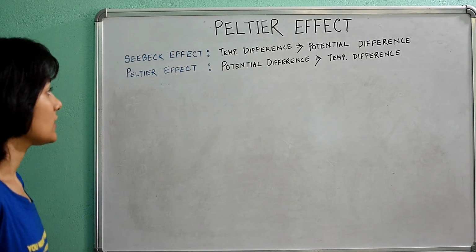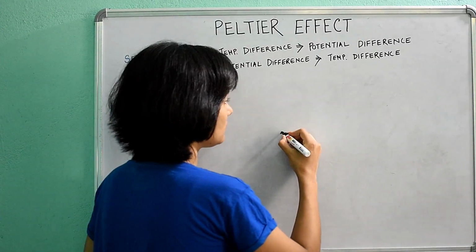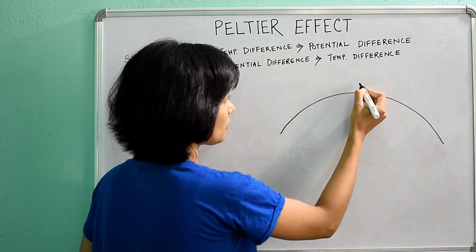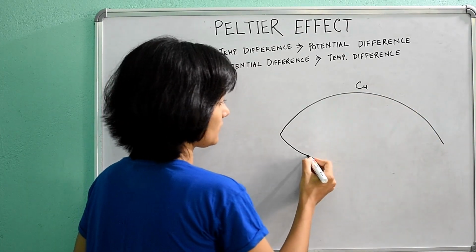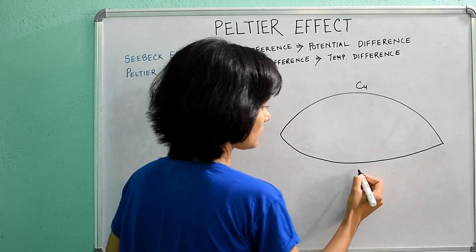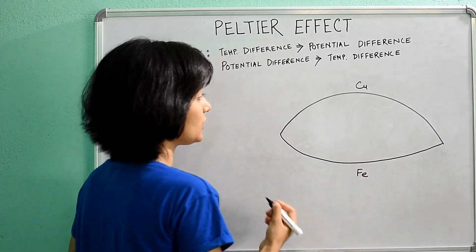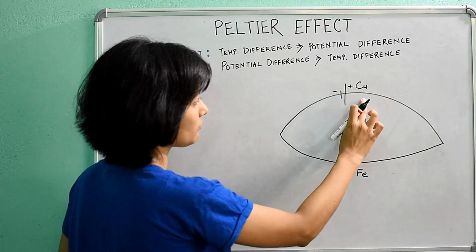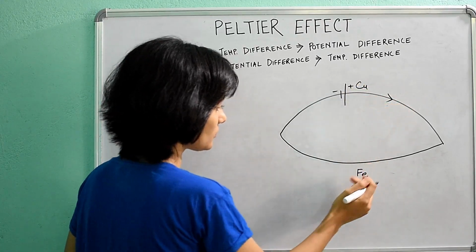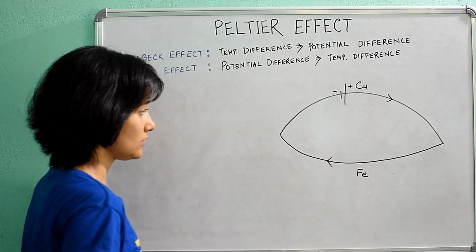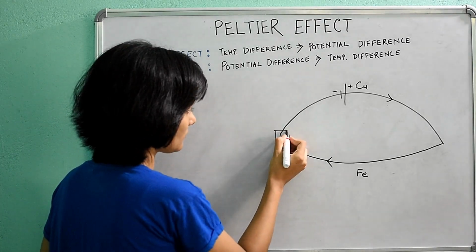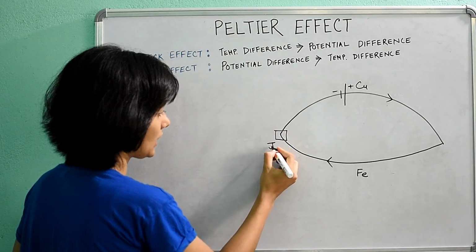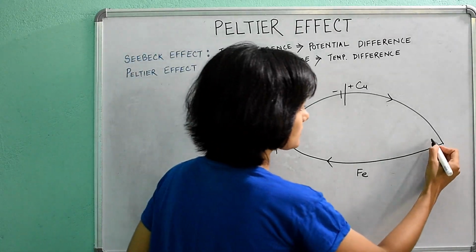So, if we take a thermocouple made of copper and iron, and if we now connect a battery here, then current will be flowing from the positive towards the negative terminal of the battery. And here, this is the junction, say I will name it J1, and this is the junction J2.